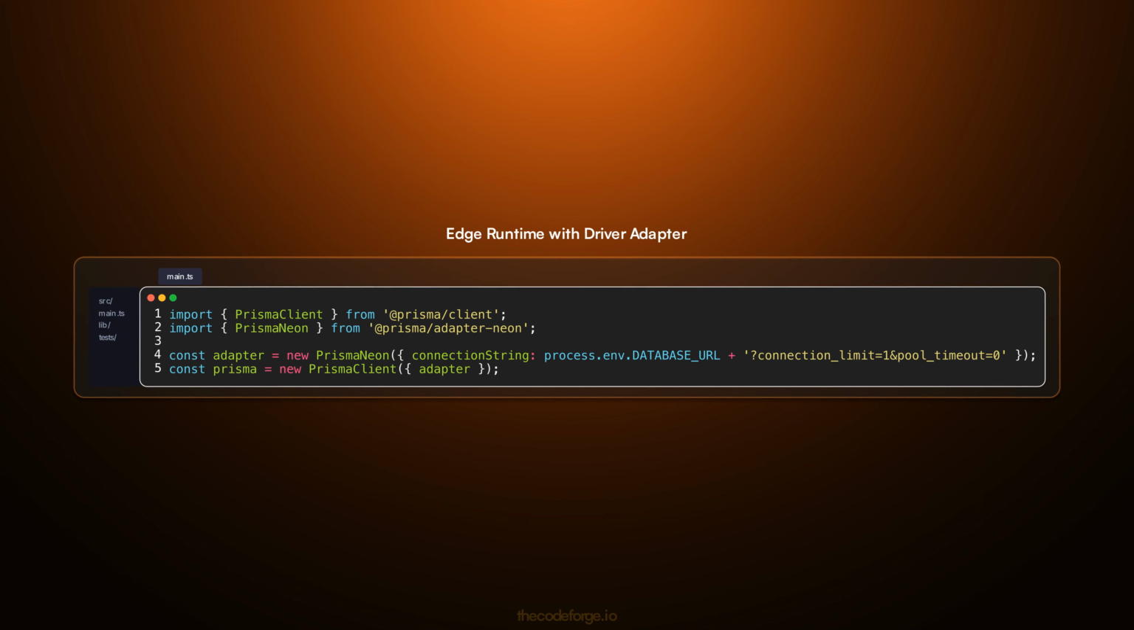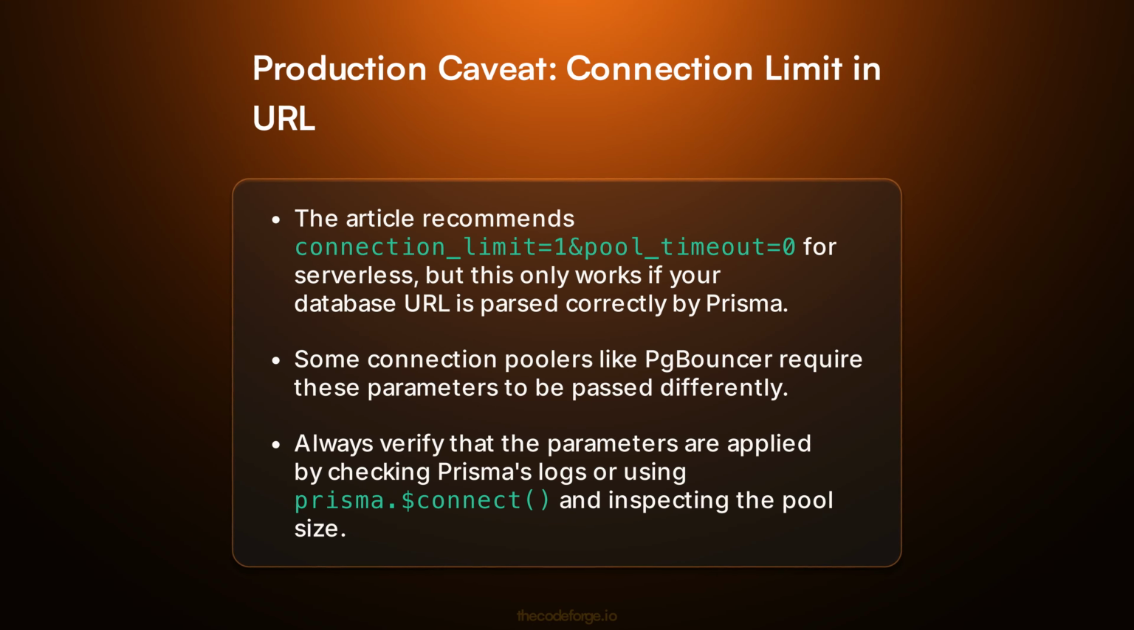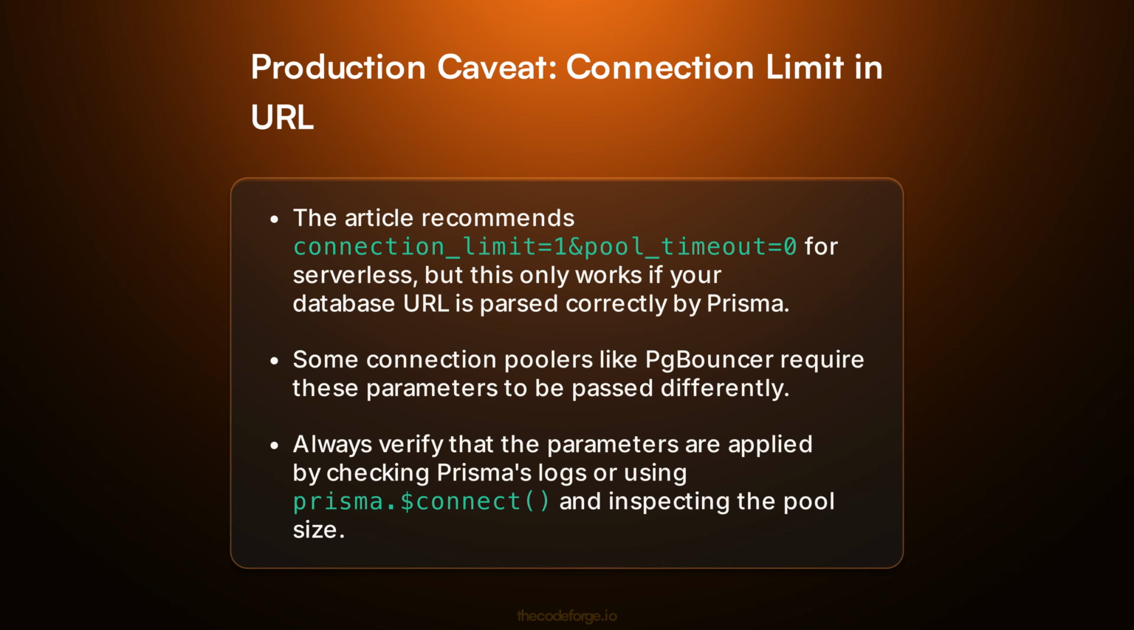Here is how to use @prisma/adapter-neon with Prisma 6 on the Edge, including the required connection limit and pool timeout settings. The article recommends connection_limit=1 and pool_timeout=0 for serverless, but this only works if your database URL is parsed correctly by Prisma.